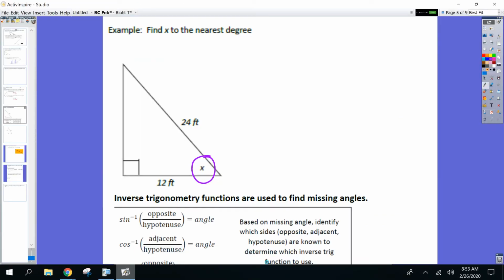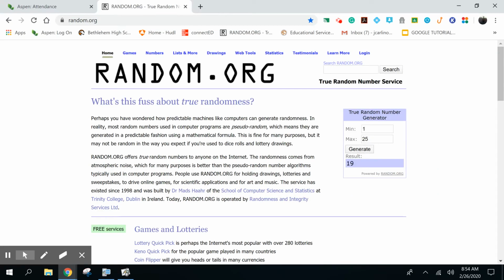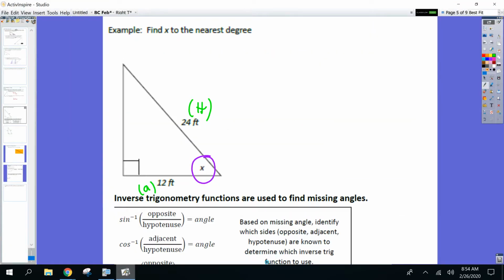What is the 12? Darn right it is. And what's the 24? All right, so we got the adjacent and the hypotenuse. So what ratio am I going to use here now? Cosine. Everyone ready? Set it up the same way. Cosine of your angle equals, the ratio is adjacent, which we have as 12, over hypotenuse.